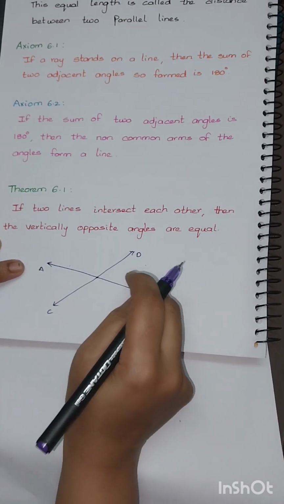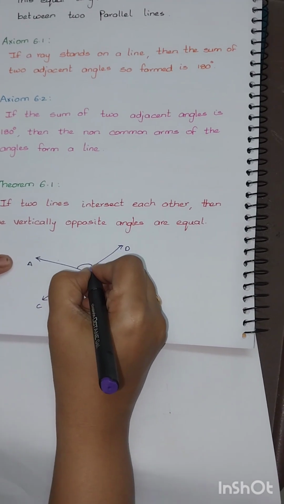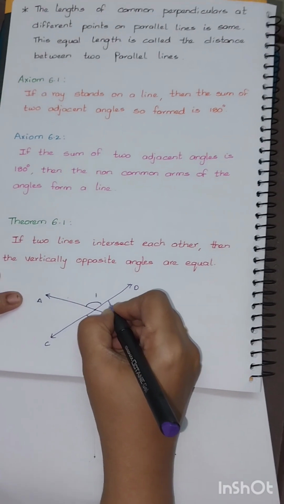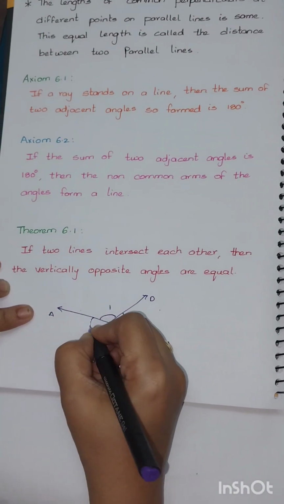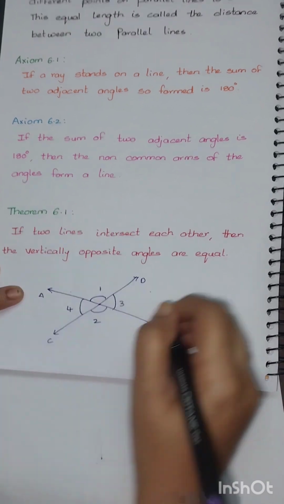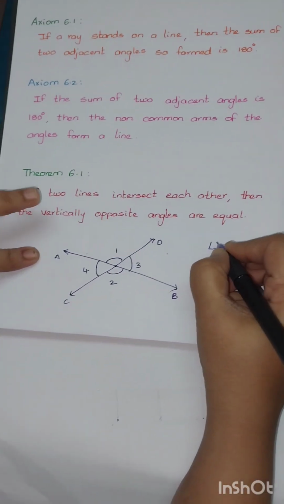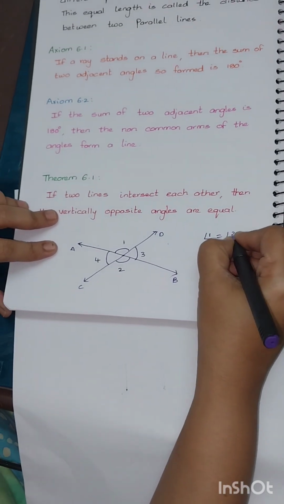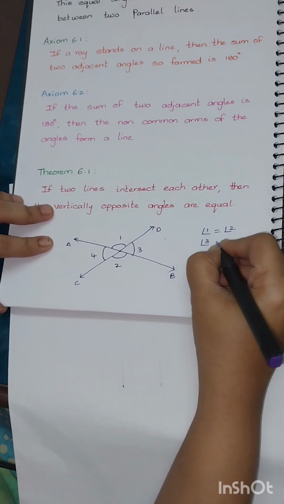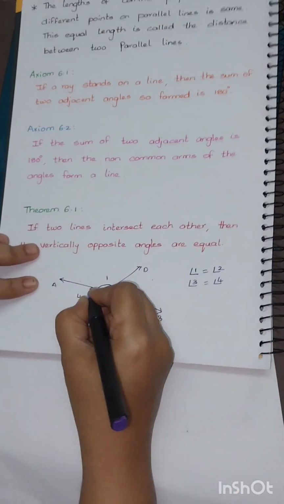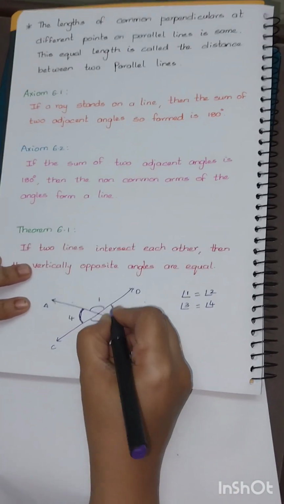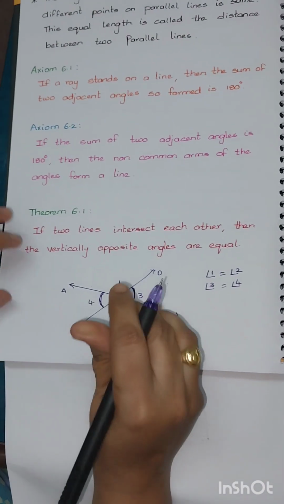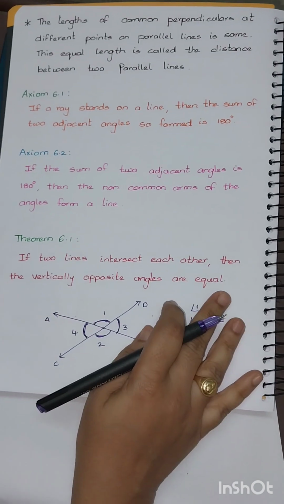So what are the vertically opposite angles here? This is angle 1 and this is angle 2. Let us see. This is angle 3 and this is angle 4. So according to this theorem, the vertically opposite angles are equal. That means angle 1 is equal to angle 2 and angle 3 is equal to angle 4. The vertically opposite angles. These two angles are equal and these two angles are equal. I hope I am clear till now, right?